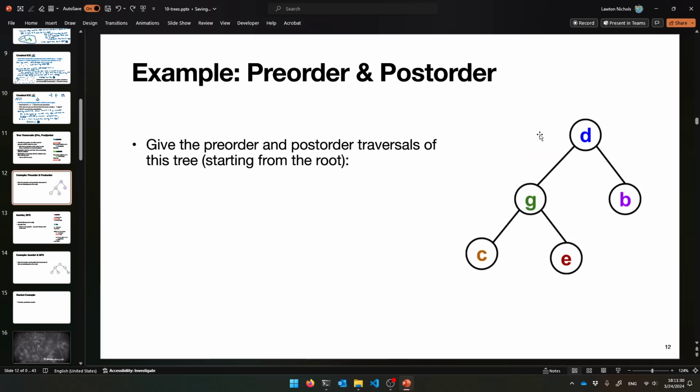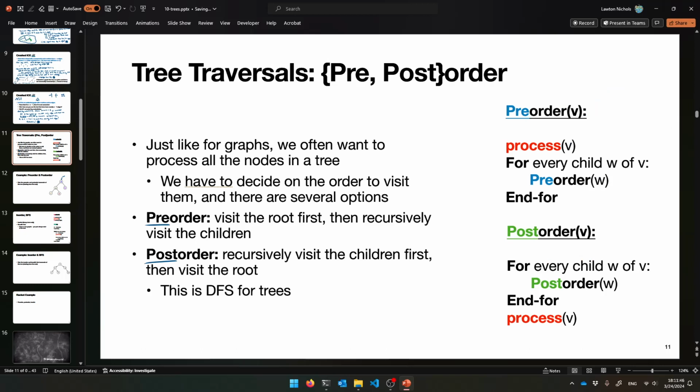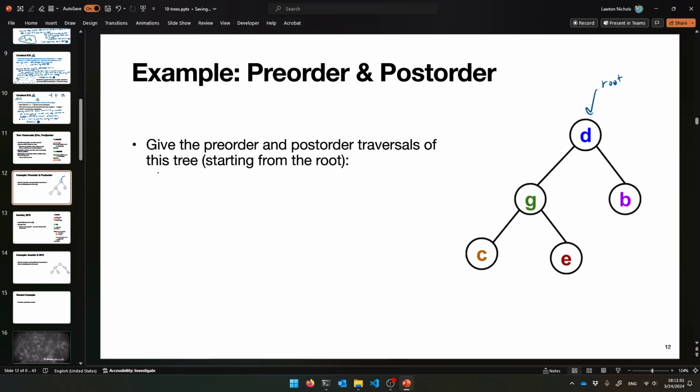So here is a tree. Let's say that its root is D. It's the D node that's the root. We are going to calculate the pre-order and post-order traversals. What I mean by that is we're going to figure out the order in which these nodes are visited. All right? So we're going to do pre-order and post-order. So pre-order: let's give the order in which these are visited. Pre-order is first you visit the root, and then you recursively visit the children. See that? Recursively visit the children.